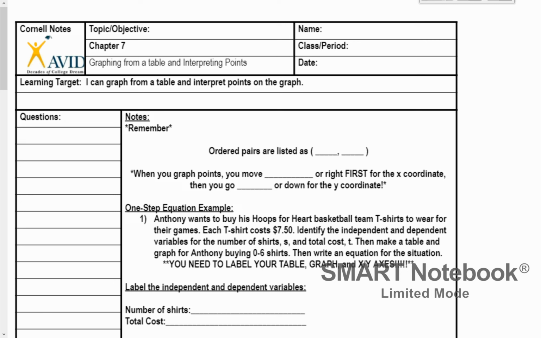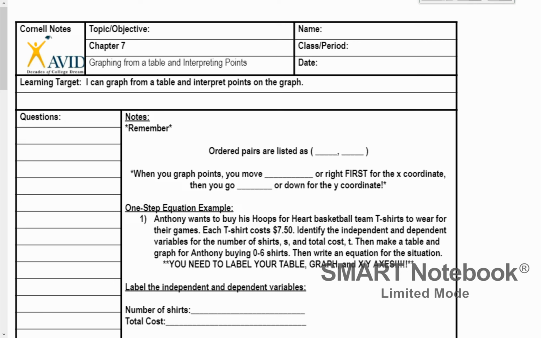In today's lesson, we're going to be learning how to graph points from a table and then how to make meaning from those points. That's what interpreting points means. It basically means to make sense of it, relate it back to that story problem. All right.